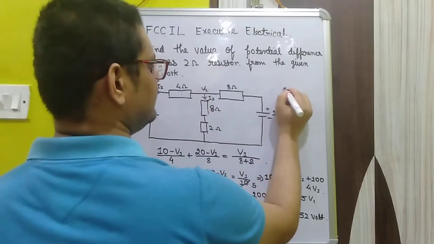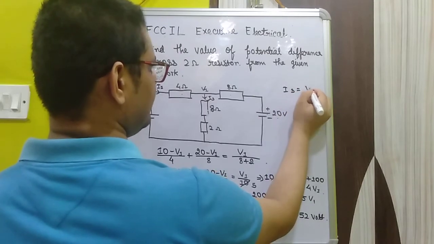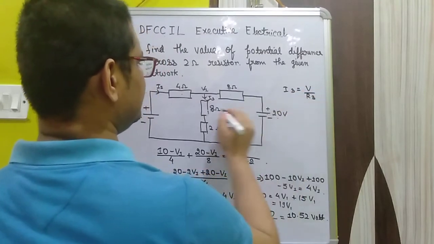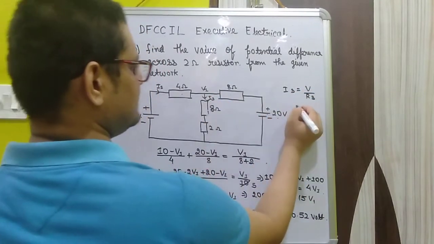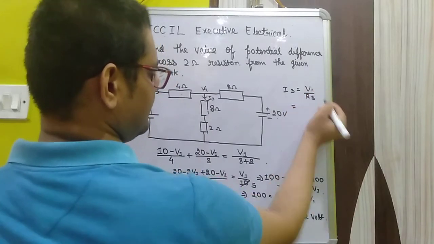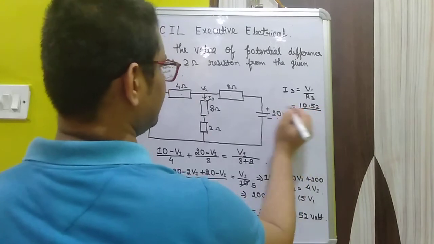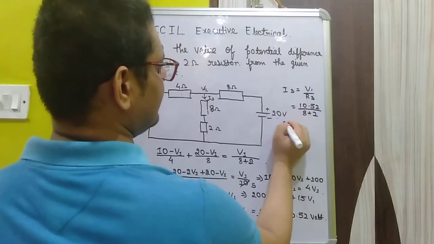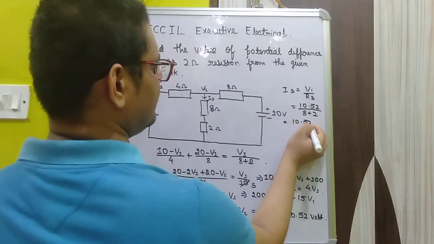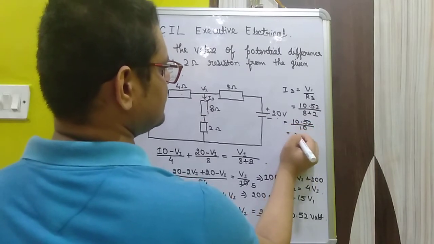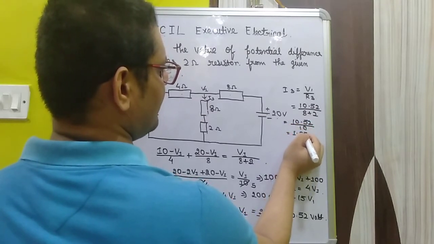I3 is nothing but V by R3. We have taken these two values as R3. So V we have already calculated, that is 10.52, divided by R3, that is 8 plus 2, that is 10, which gives 1.052.